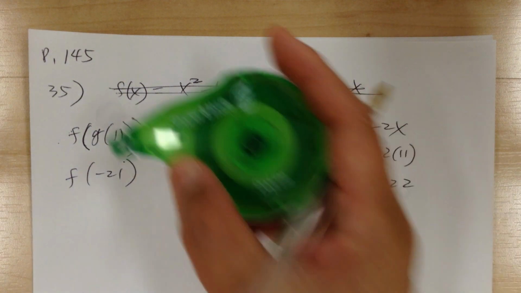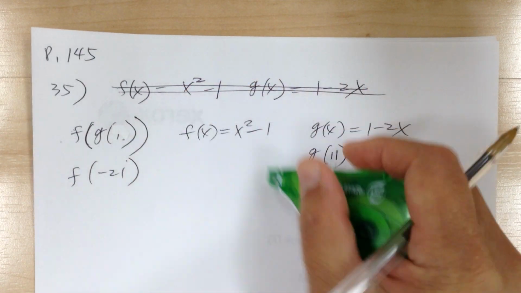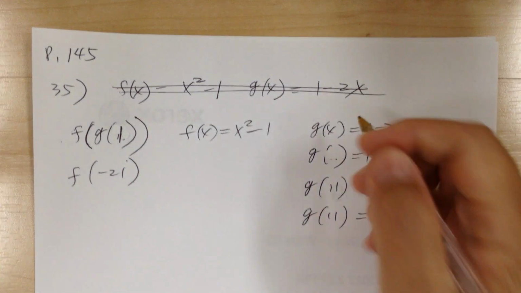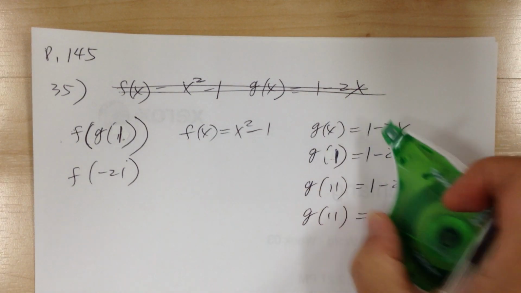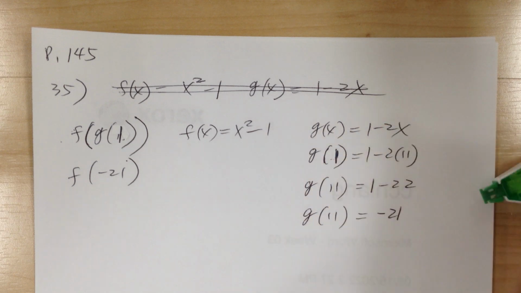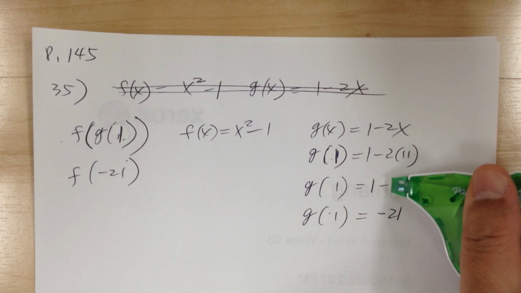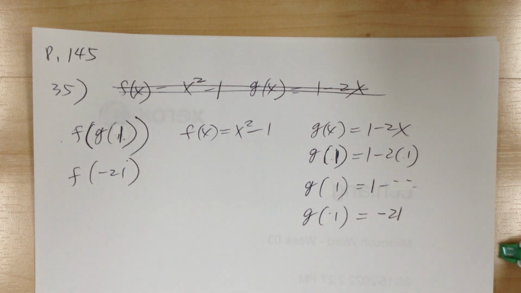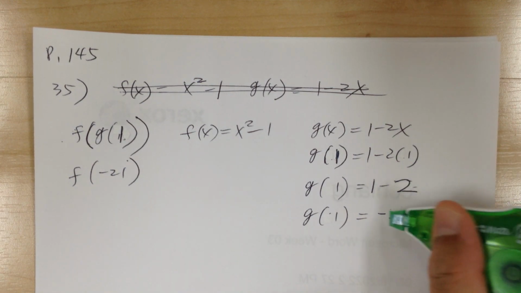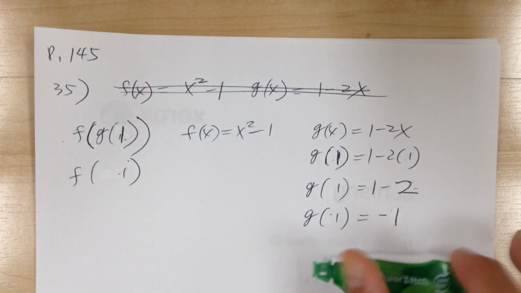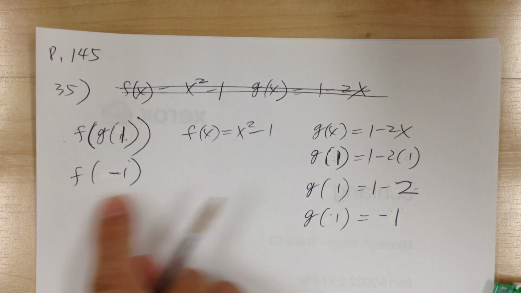Oh, this is g of 1. Back up. It's not 11, it's 1. There we go. So 1 minus 2, and this will give you negative 1. So it becomes f of negative 1.